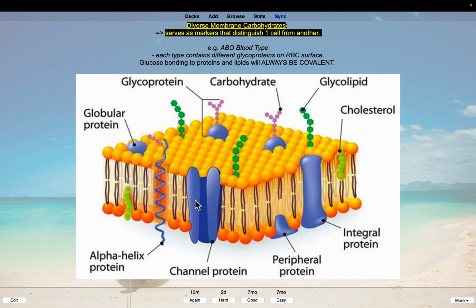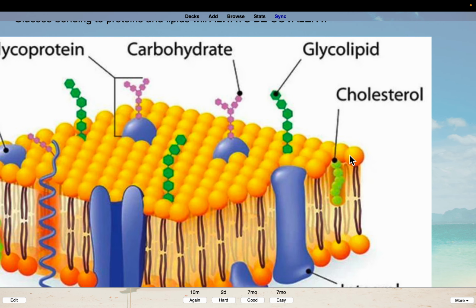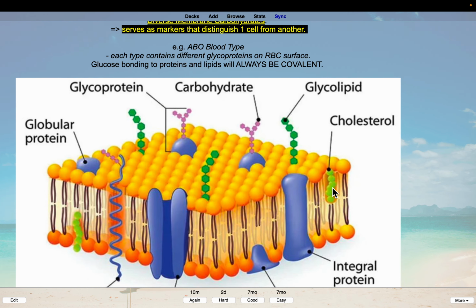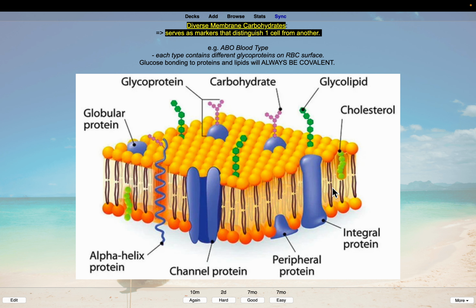Okay, we've seen this figure earlier. This is the channel protein. Integral protein, peripheral. Yeah, I think my guess was correct. Cholesterol is the thing that you see within the membrane, it's basically embedded inside, like a blackhead.